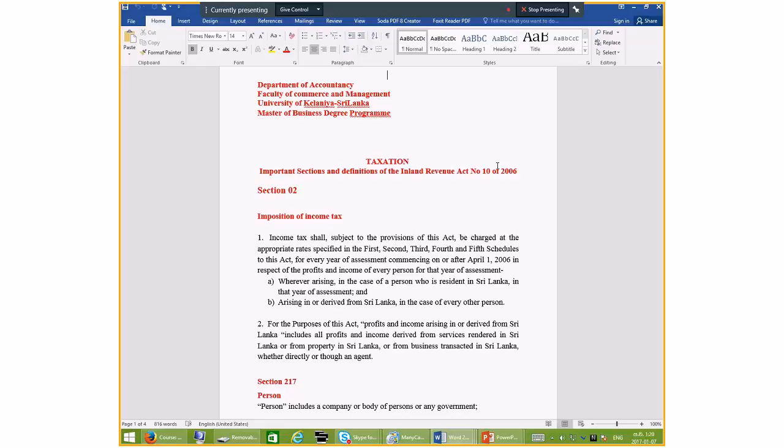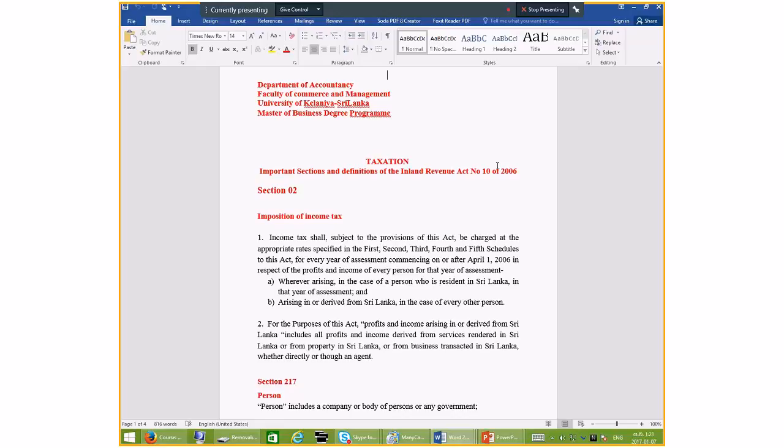The income tax shall, subject to the provisions of the Act, be charged at the appropriate rate, especially the first, second, third, fourth, and fifth schedule of this Act. Here we must note that each and every word has a different meaning. For every year of assessment commencing on or after 1st April 2006, in respect of the profit and income of every person for that year of assessment. Here we see only the words year of assessment after 1st April. Then we must know what the year of assessment is.